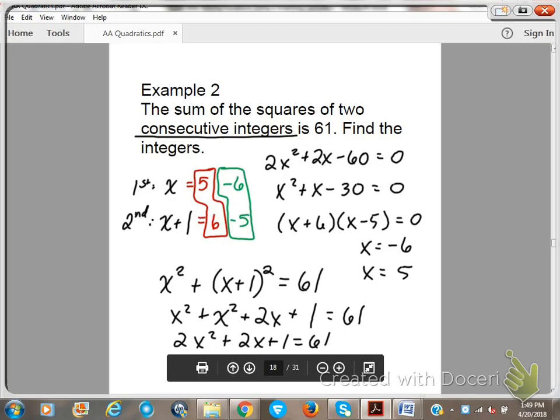So there'd be two sets of answers there. You solve, use both of the numbers, and then get the next number after them. Consecutive means right after it.